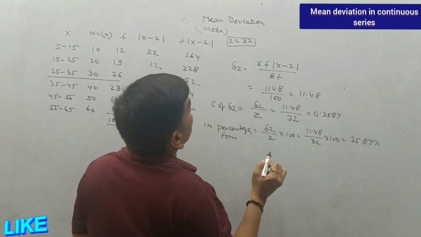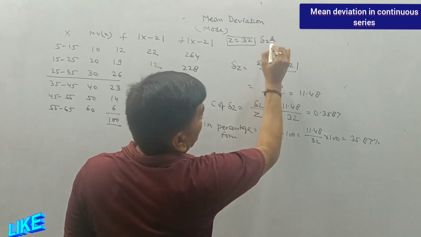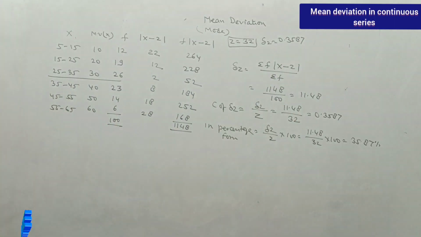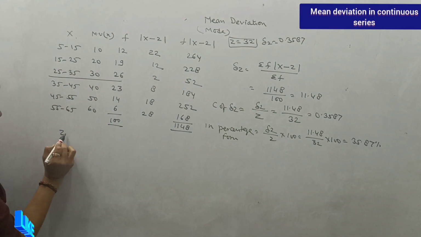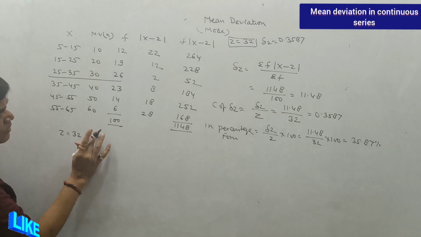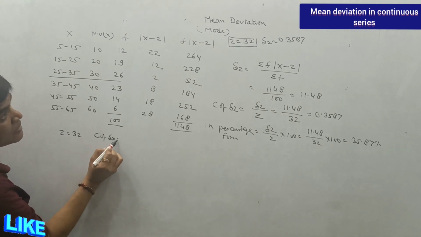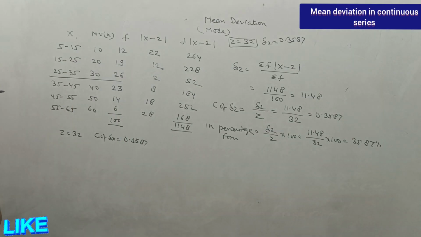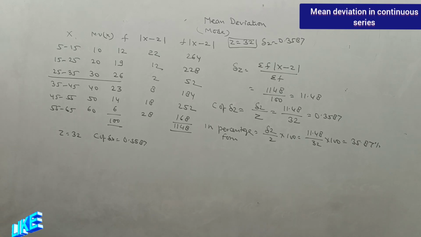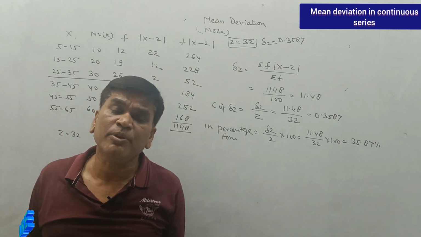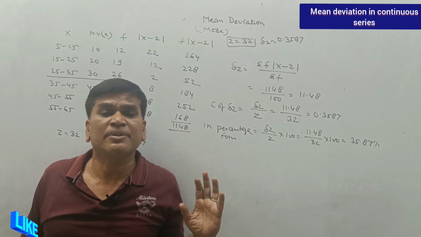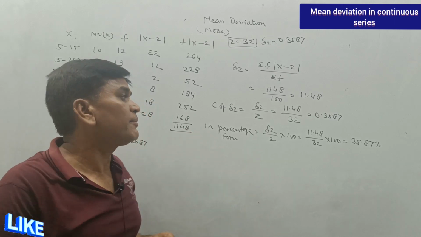That is 35.87%. So the value of z is equal to 32, and the coefficient of delta z is 0.3587. So the very first we have calculated the mean deviation with the help of the mode. For that we first calculated the value of mode, and then applying that modal value 32 in this series, we calculated the mean deviation with the help of mode.